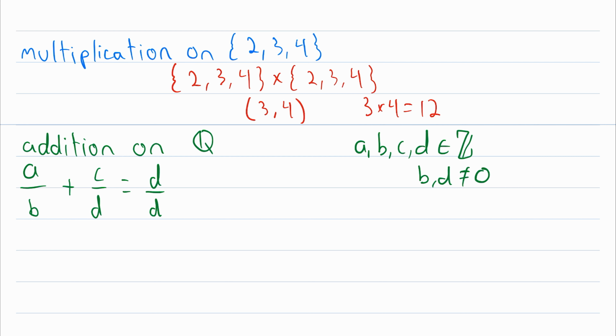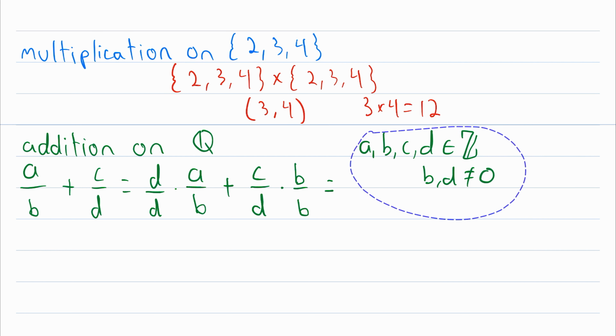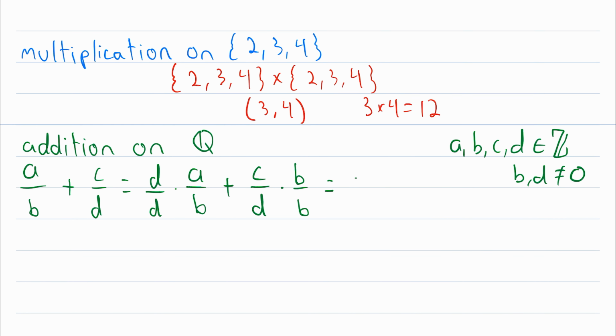So multiply by d over d, that's d over d times a over b, and then c over d we'll have to multiply by b over b. So c over d times b over b. Again, this is to get common denominators. And then what we end up getting is d times a plus c times b over that common denominator of d times b. So is this a rational number?